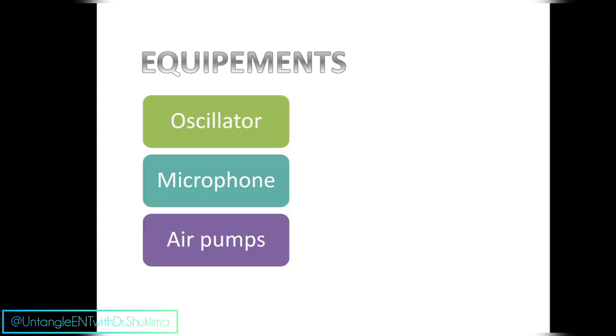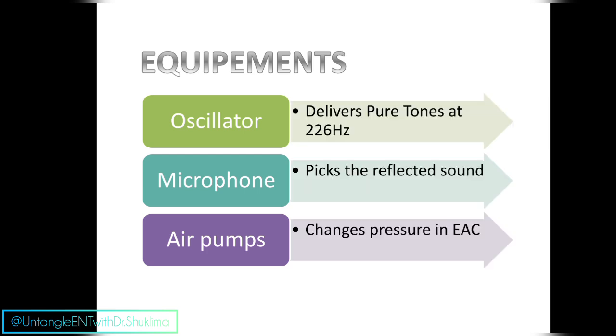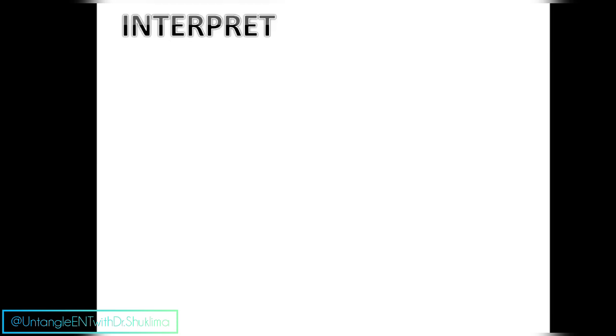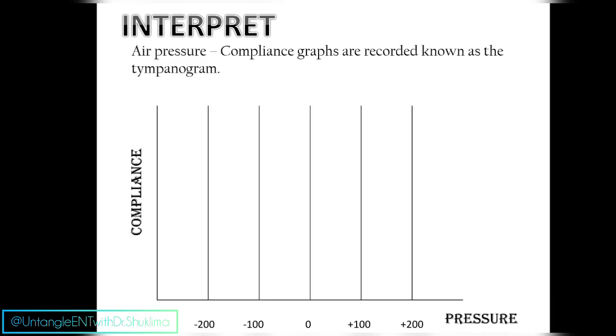What are the equipments required for tympanometry? We need an oscillator, a microphone and an air pump. Oscillator is the one which delivers pure tones at 226 Hz. Microphone is that which picks up the reflected sound that is being measured, and the air pump keeps changing the pressure in the external auditory canal. Now these three are present in a single probe which is inserted in your external auditory canal and thus the tympanogram is generated. Before we learn about the interpretation of tympanometry, let's learn about the basics.